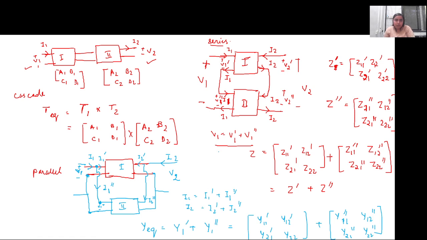So while dealing with a parallel connection, remember, write the equations in Y parameters, and while dealing with a series connection, it is easier to write in terms of the impedance parameter or the Z parameter, and in case of cascade connections, we write in terms of the transmission line parameters or ABCD parameters. So let us look into a few of the problems.